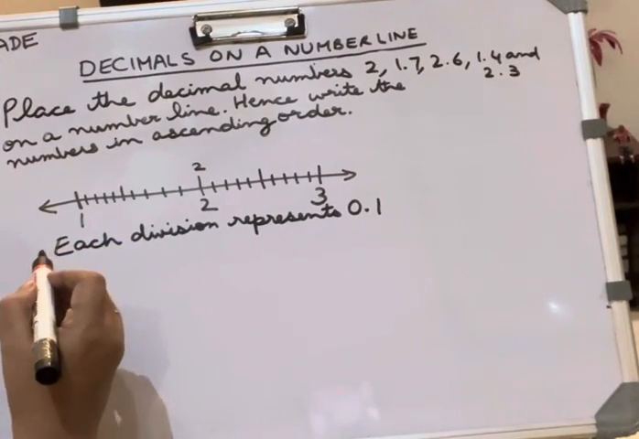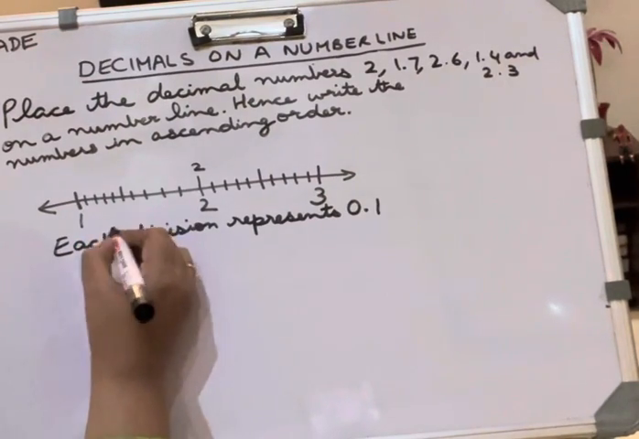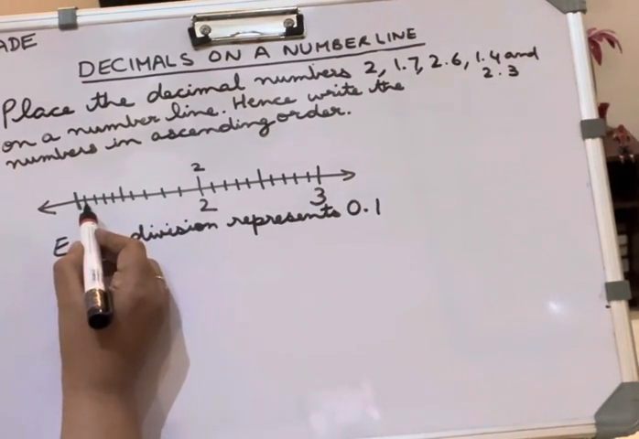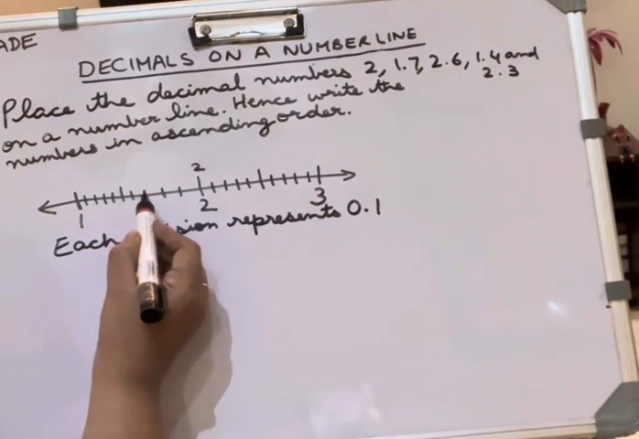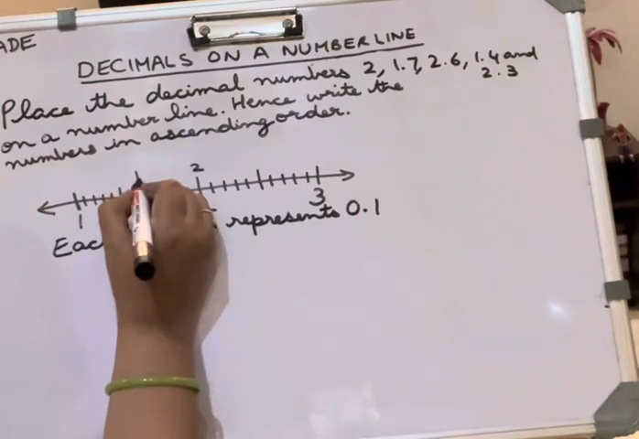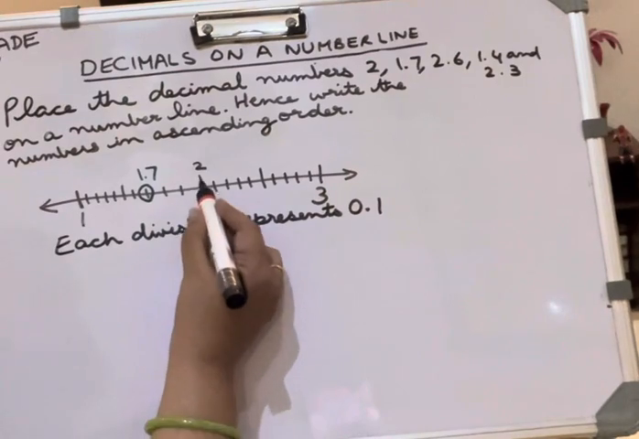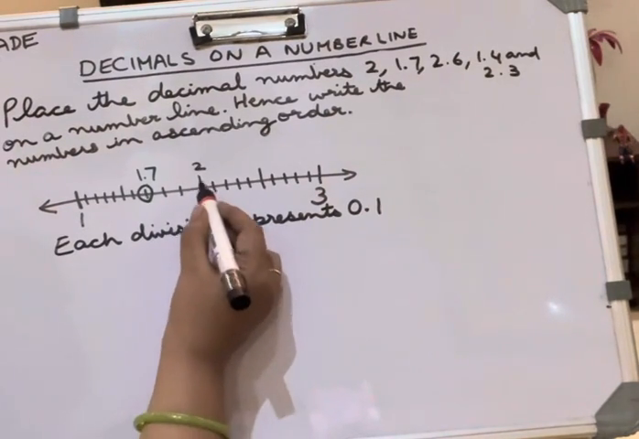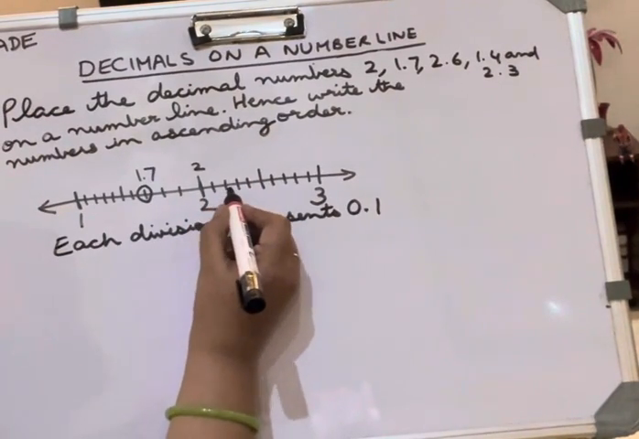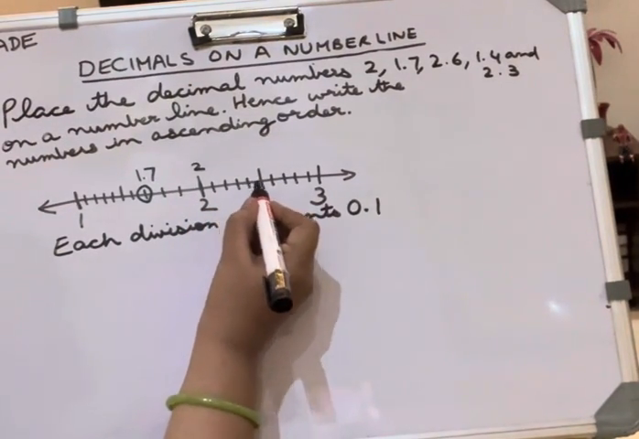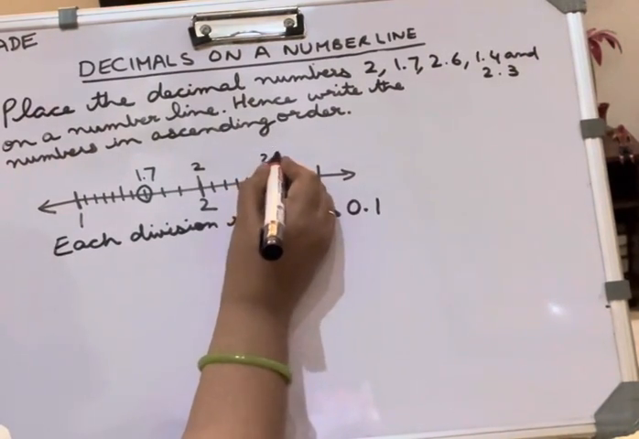So where do we place 1.7? We observe this is 1. So moving in this direction, 1.1, 1.2, 1.3, 1.4, 1.5, 1.6, 1.7. So this is 1.7. Next, 2.6. Now this is the whole number 2, which is represented here. 2.1, 2.2, 2.3, 2.4, 2.5, 2.6. So this is 2.6.